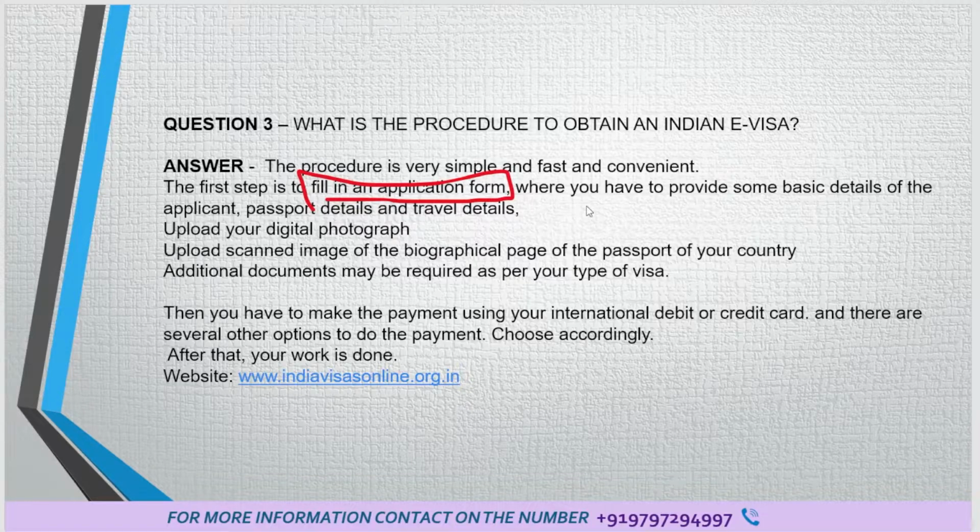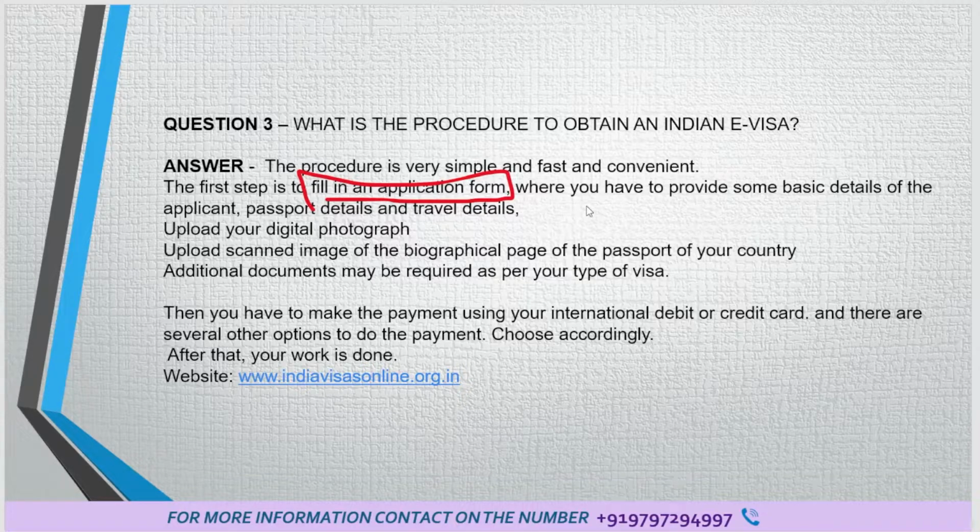If your purpose is just sightseeing or exploration, then the type of visa you will be getting is a tourism visa. If the purpose is work or business related, then obviously you will be getting a business visa. So the purpose is the main thing that decides the type of visa you will be getting.